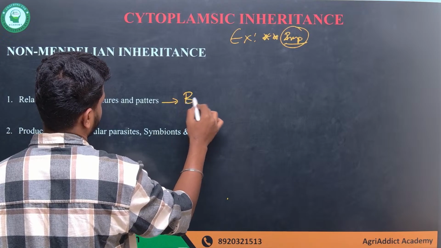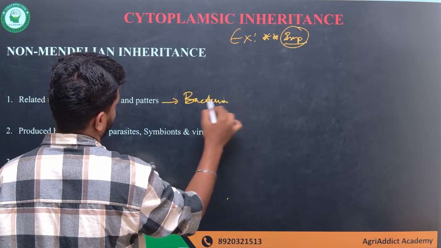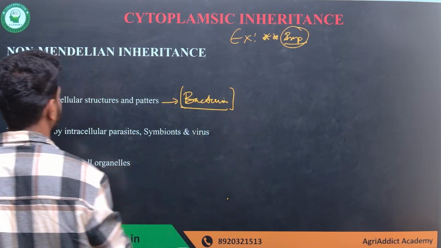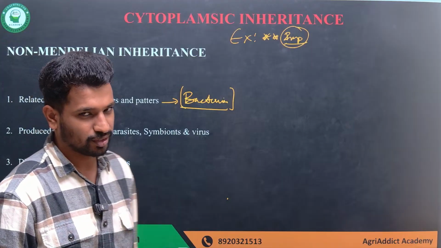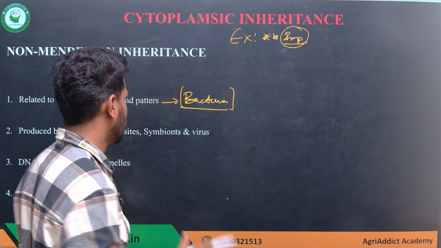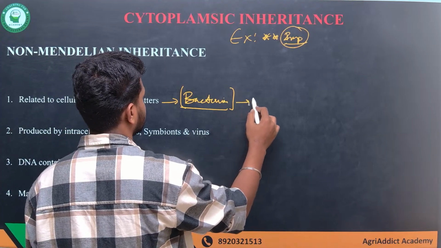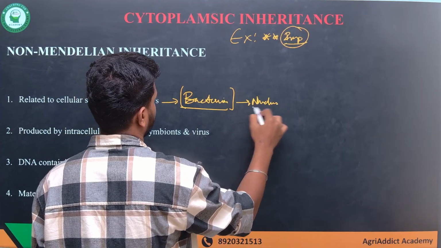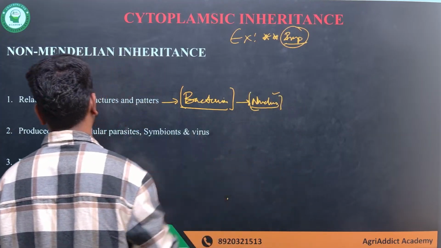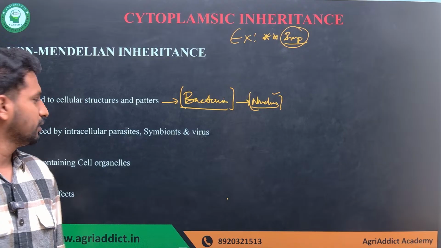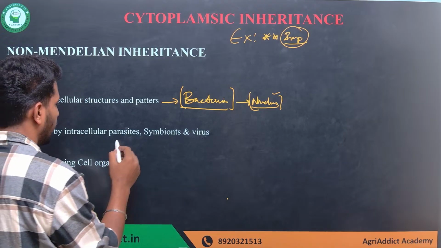These are mainly related to the bacterial cell wall. So this is related to the bacterial cell wall. Although the entire mechanism is not clear, so need not worry about it. Just remember that it shows the non-Mendelian inheritance, but here the genes are actually from the nucleus only. Okay, there is no change. Next, they are produced by the intracellular parasites, symbionts, and the virus.